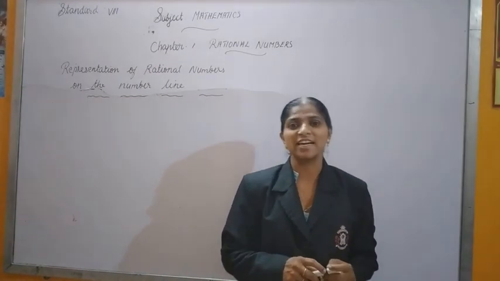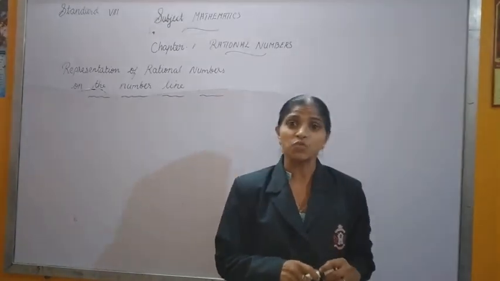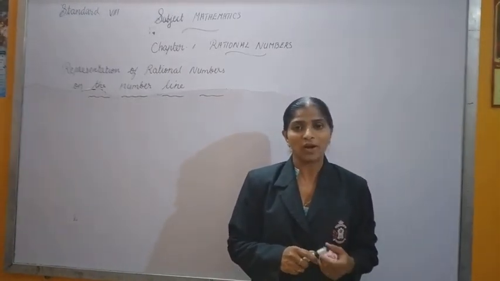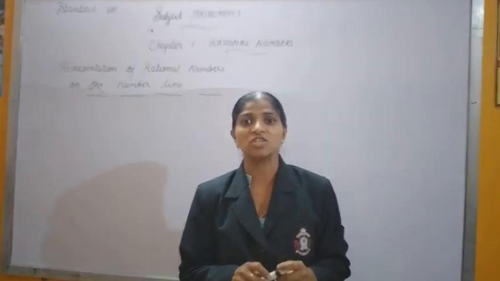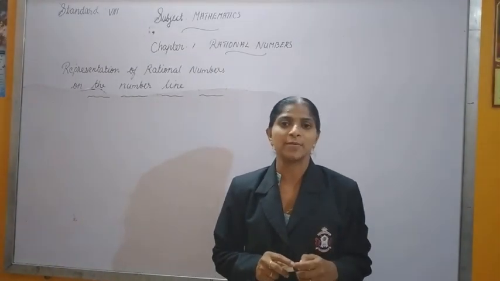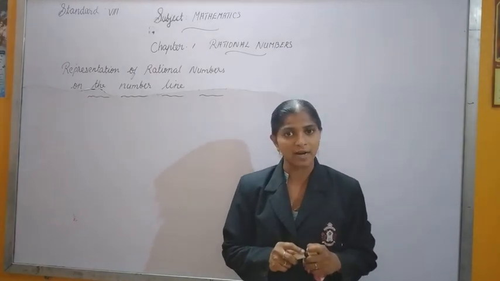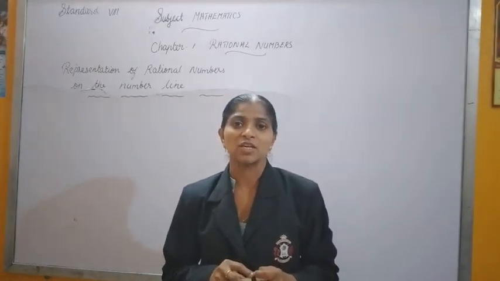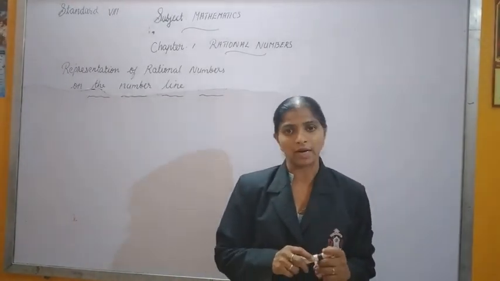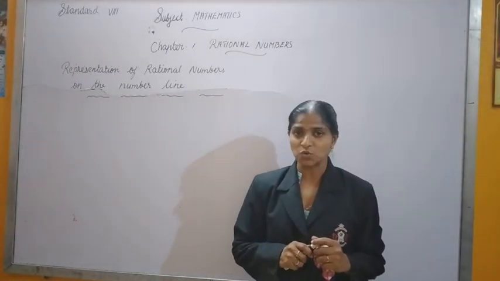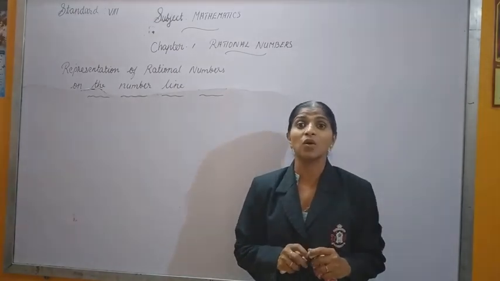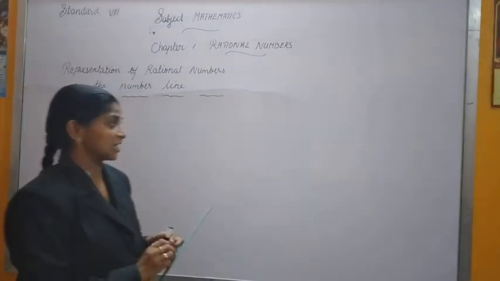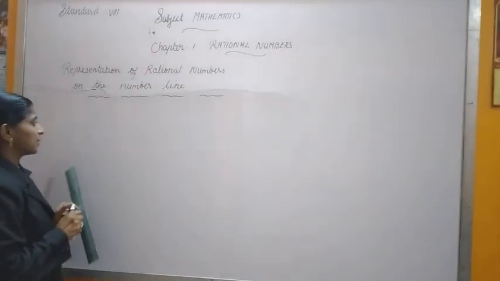Today we are going to study a new topic, that is how to represent rational numbers on the number line. You already studied how to represent natural numbers, whole numbers and integers on the number line. Also you studied how to add and subtract integers using the number line. So today we see how to represent a rational number on the number line. Before that, we see how to represent natural numbers on the number line.